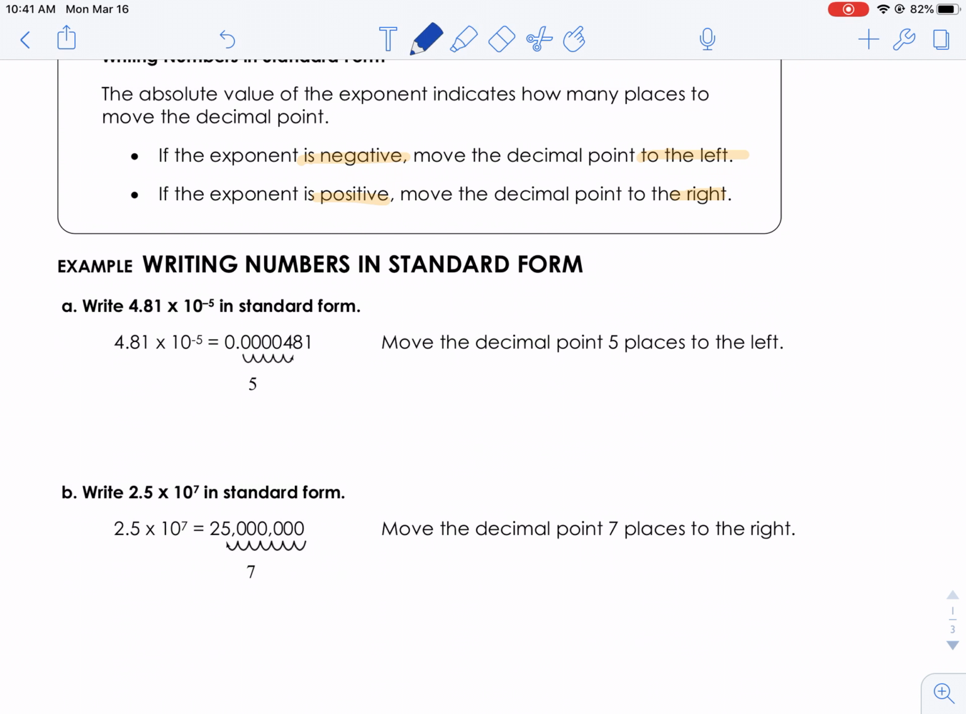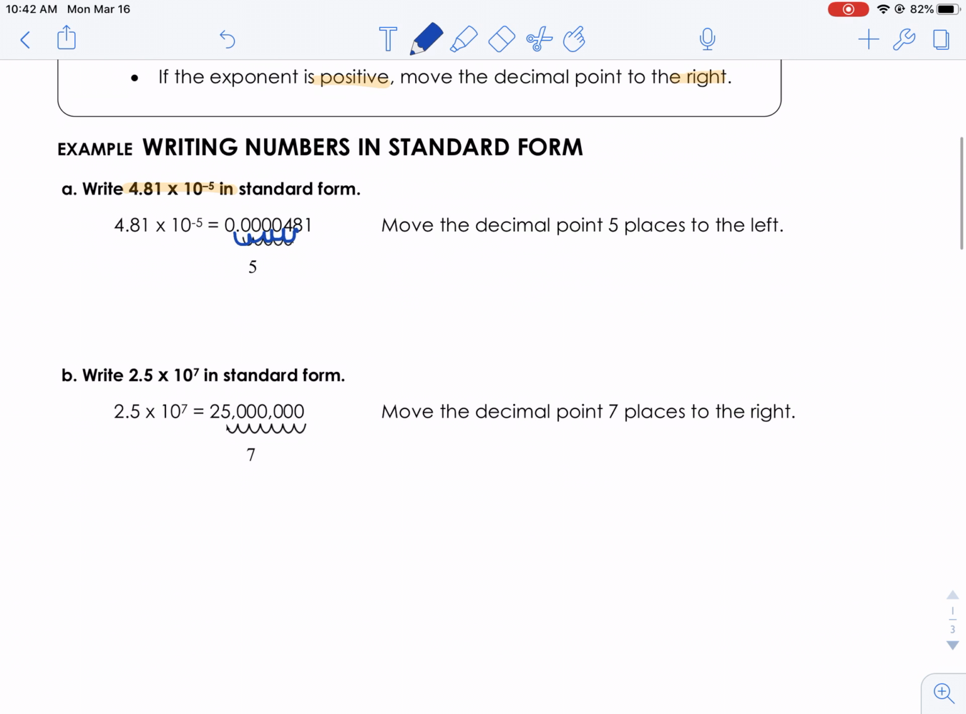So for example, we have in scientific notation 4.81 times 10 to the negative fifth. Again, that negative 5 indicates that our number is very small, so we would be moving our decimal 5 places to the left. So the decimal started between the 4 and the 8, and it would move 1, 2, 3, 4, 5 times to the left, and all those empty spots would fill in with zeros.